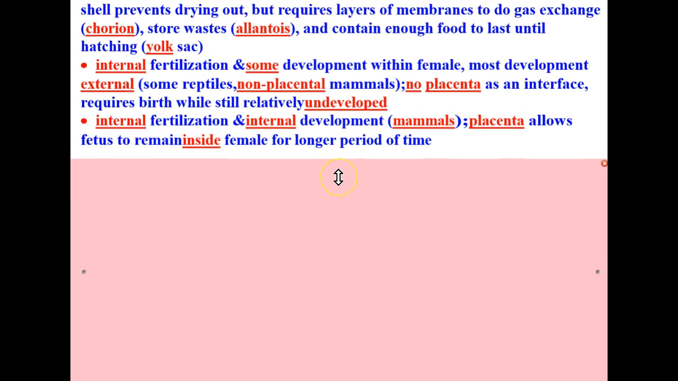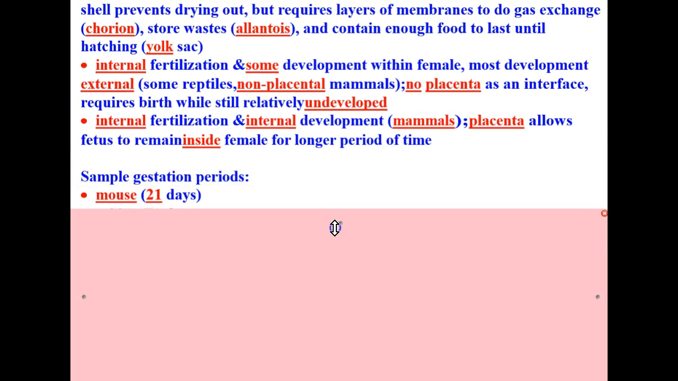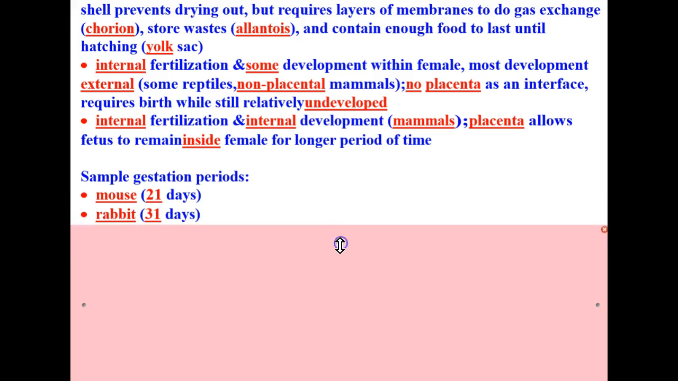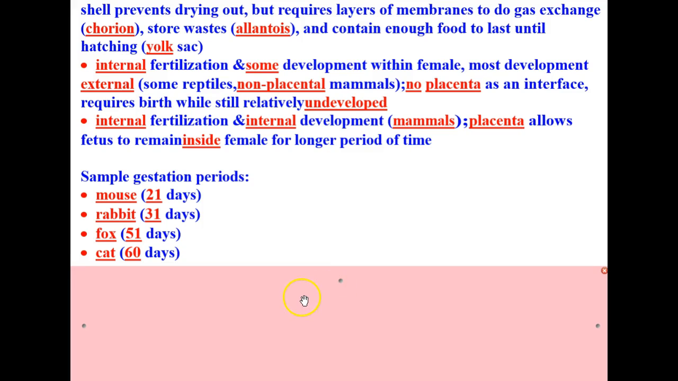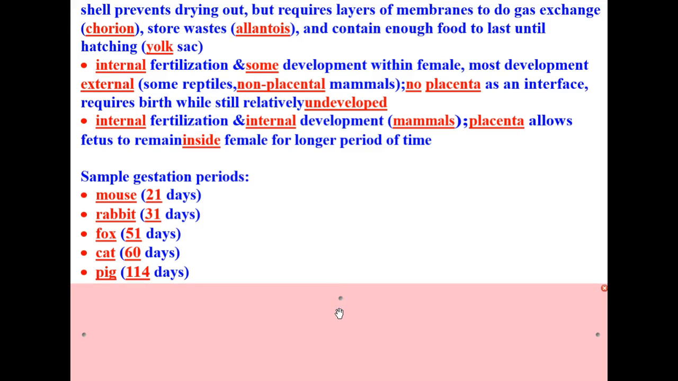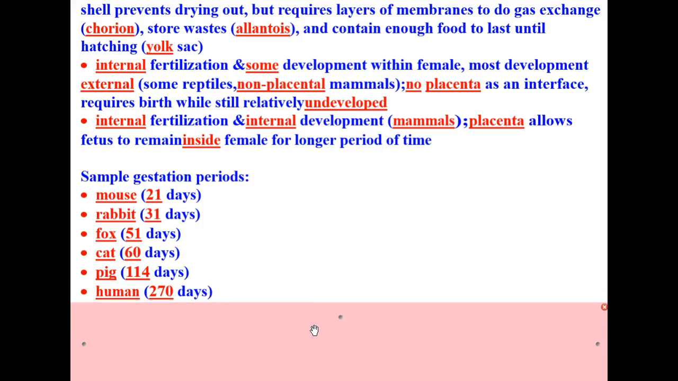All right, some examples of some sample gestation periods. A mouse takes 21 days. Gestation period, of course, is the amount of time it takes for the fetus to develop. A baby rabbit only takes 31 days to develop. A fox takes 51 days. A cat takes 60 days, about 2 months. A pig takes 114 days. Human is next. Human takes about 270 days.